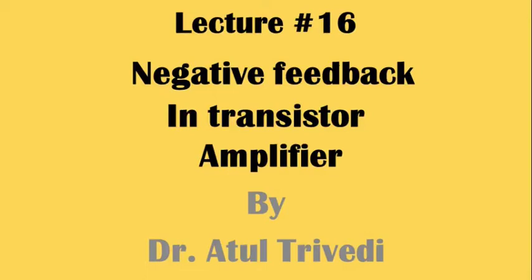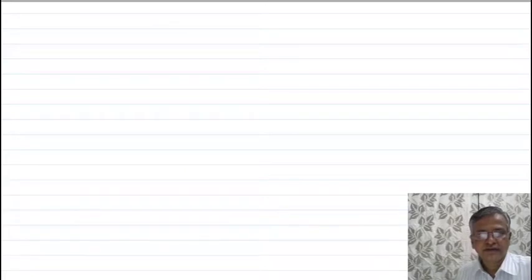Dear student, I am starting your lecture number 16 on negative feedback in a transistor amplifier. In the last few lectures we have discussed what negative feedback is. We have discussed the types of feedback, positive feedback and negative feedback. Again, it is classified as voltage feedback and current feedback. More classification we have also seen with a 4 block diagram.